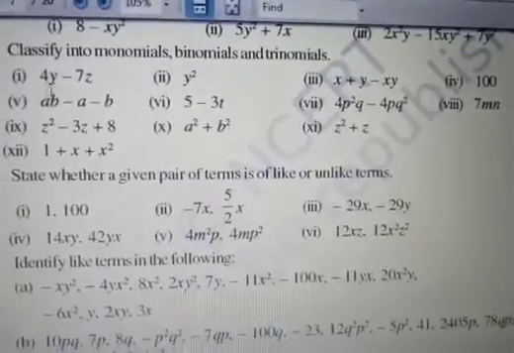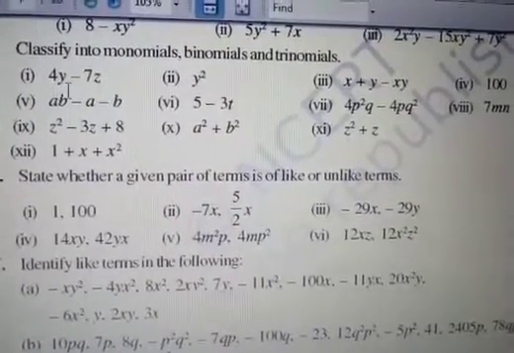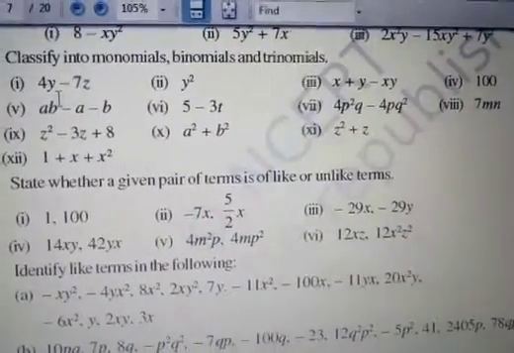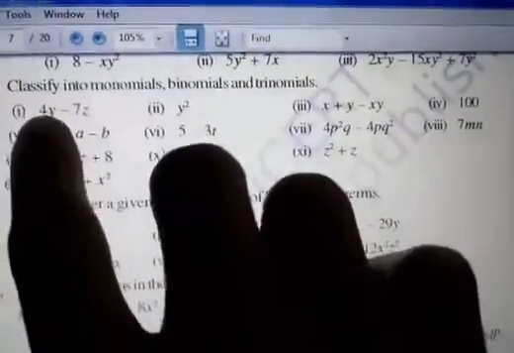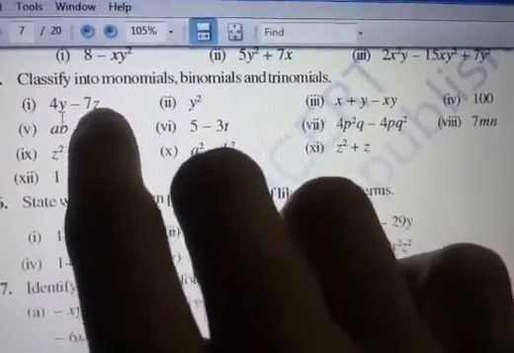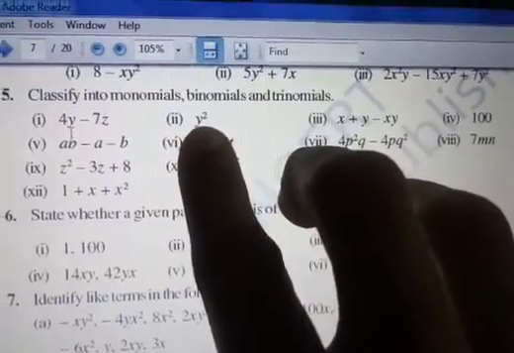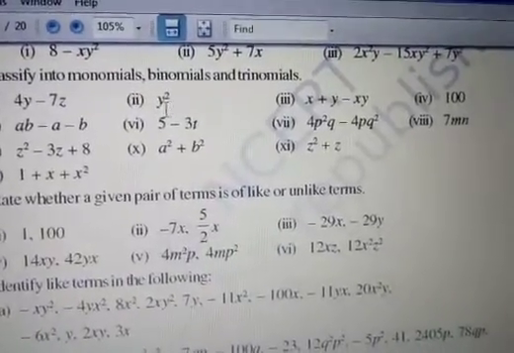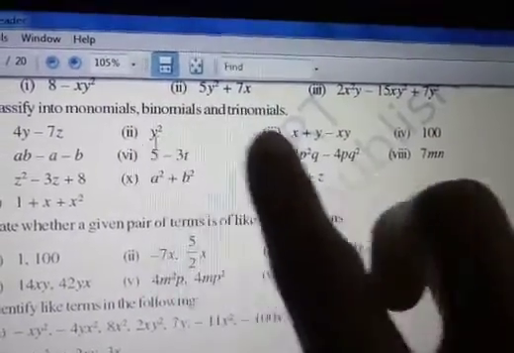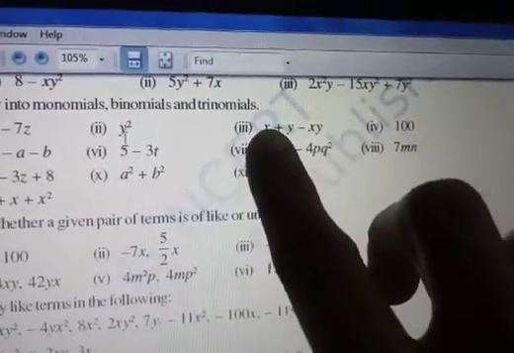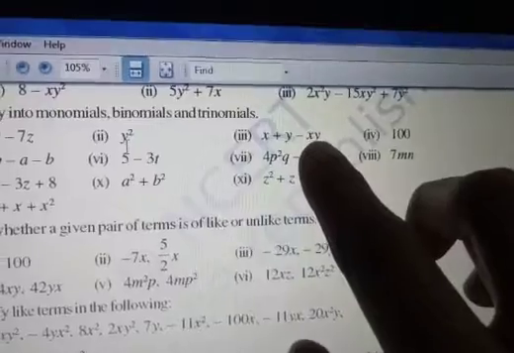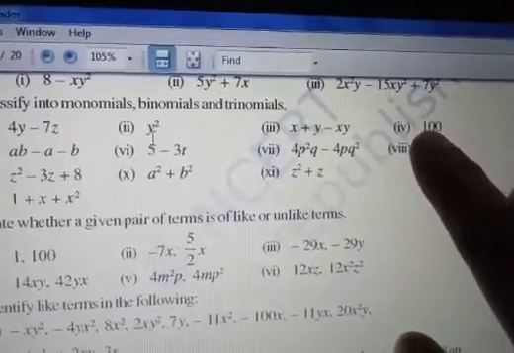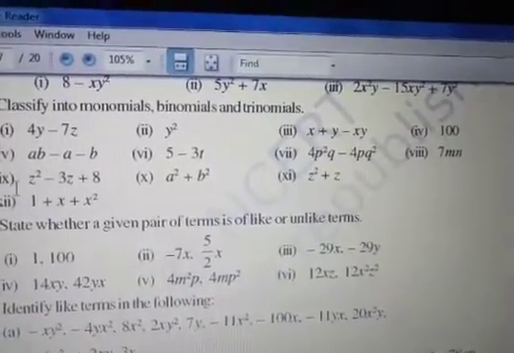Okay, so from the first question we are going to identify whether it is monomial, binomial or trinomial. You take a pencil and note down the answer, whatever I am saying. Okay, first problem, how many terms are there? Two terms, so it is binomial. Yes, you can write the answer in pencil nearby. Second problem, only one term is there, so it is monomial. Third problem, three terms are there: x is one term, y is one term, minus xy is another term. So three terms, so it is trinomial. Next, fourth problem, only one term is there, so it is monomial.